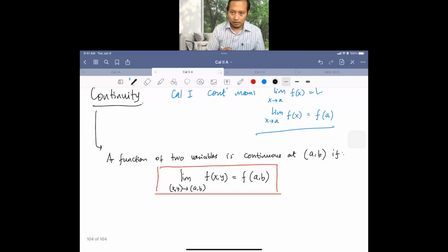And then we say that f is continuous on its domain if f is continuous at every point (a, b) in the domain.